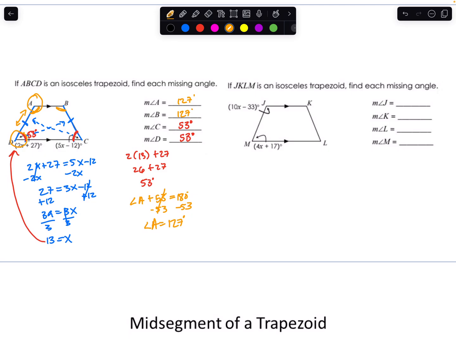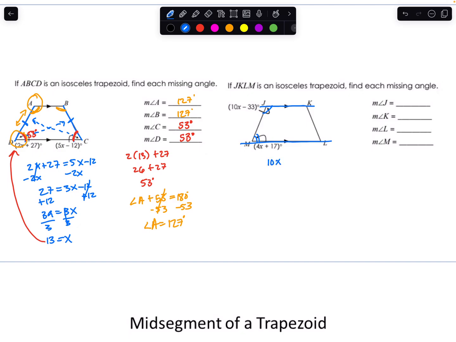All right, this next scenario, we have an isosceles trapezoid as well. This is very similar to what we just did, but now we're given two different angles. I'm given angle J and I'm given angle M. Notice how these are not the base angles.